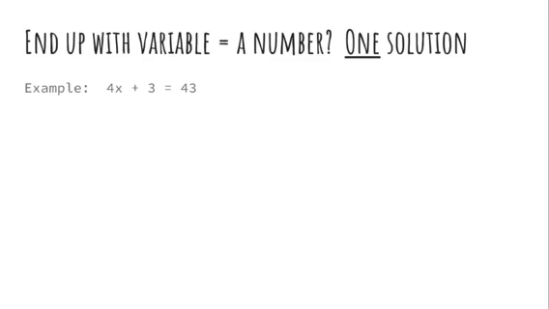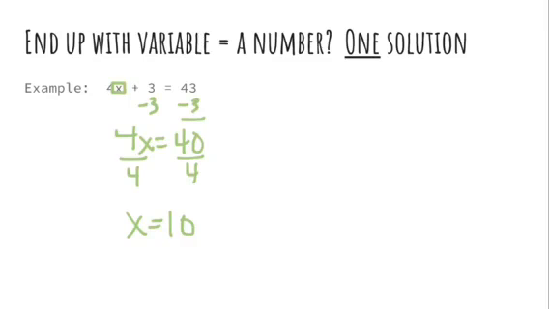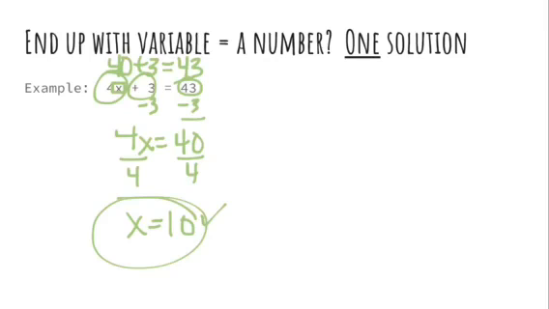An example of this is this equation where here's x, we want to get it by itself. We're going to subtract 3. We're going to end up with 4x equals 40. And then we're going to divide by 4 to get x equals 10. If I plug that in, I have 40 plus 3, and that equals 43. So it works. This is one solution and it is 10. So equations that you are used to solving where you just get a number, those are one solution equations.